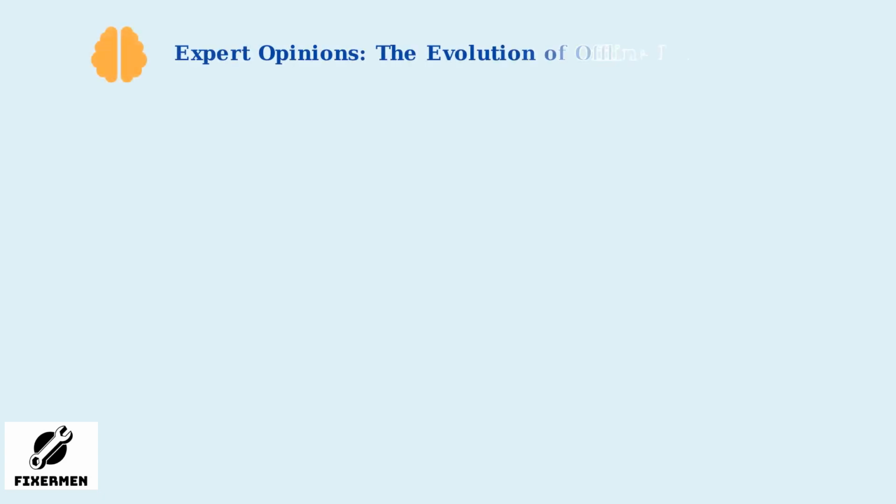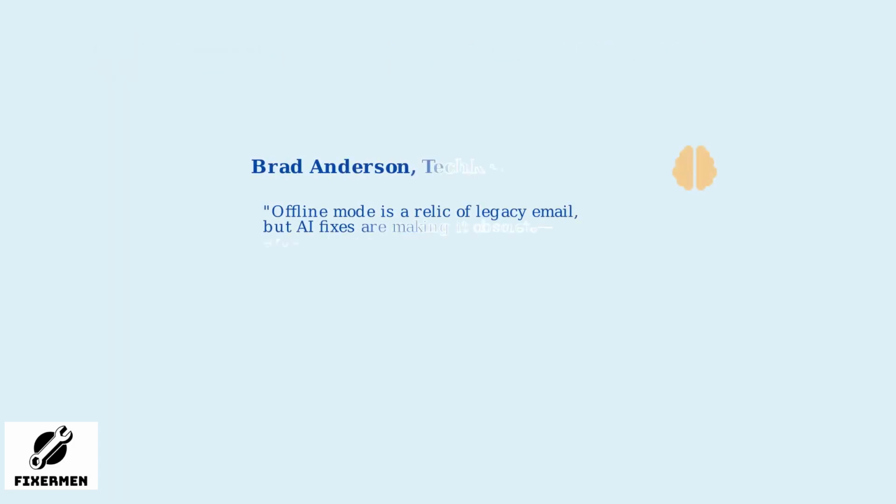Tech experts and analysts offer insights into how Outlook's offline mode is evolving. AI, cloud integration, and user-centric design are making these issues less common and reducing the need for manual fixes. Brad Anderson from Tech Republic notes that offline mode is becoming outdated. AI-driven fixes are making it obsolete, with proactive solutions expected in upcoming versions.